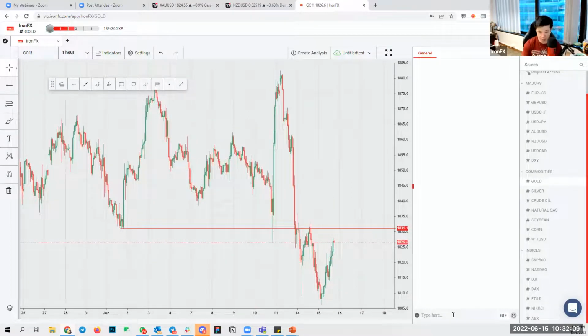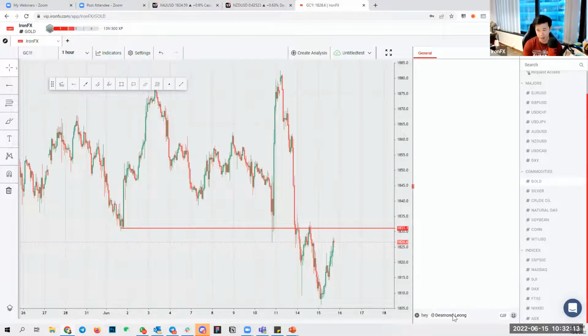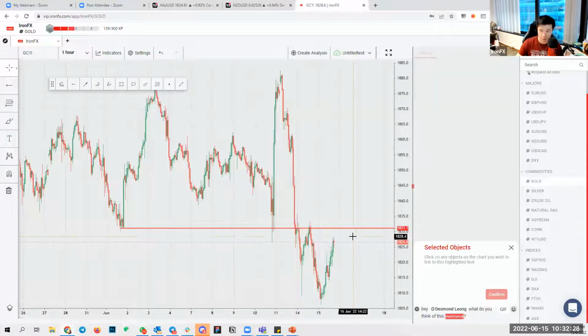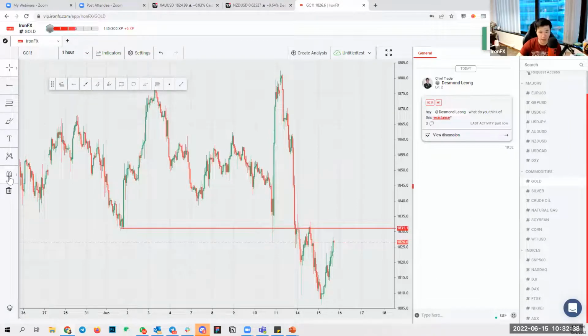You can come in here and go, hey Desmond, what do you think of this resistance? What resistance am I referring to? I need to highlight what I just drew. I can click this little button called link object to text, click on the object that I just drew, and you notice that it lights up. I click confirm.